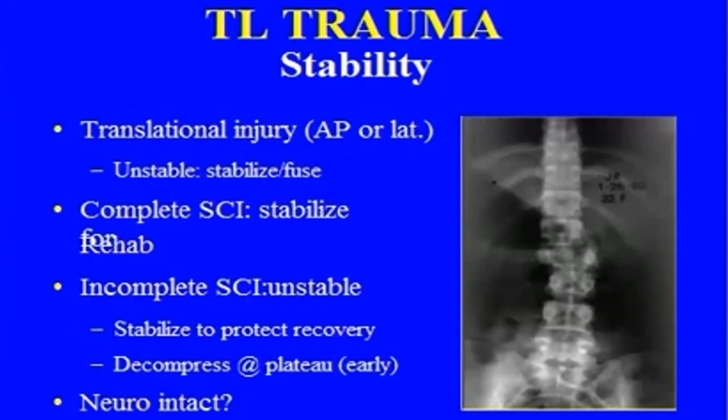Translational injuries, AP or lateral, we all know they are unstable. These are shear injuries. You can have a complete spinal cord injury, stabilized for nursing care. You have incomplete spinal cord injuries, which are unstable, stabilized to protect recovery. If you need to decompress, you should decompress.